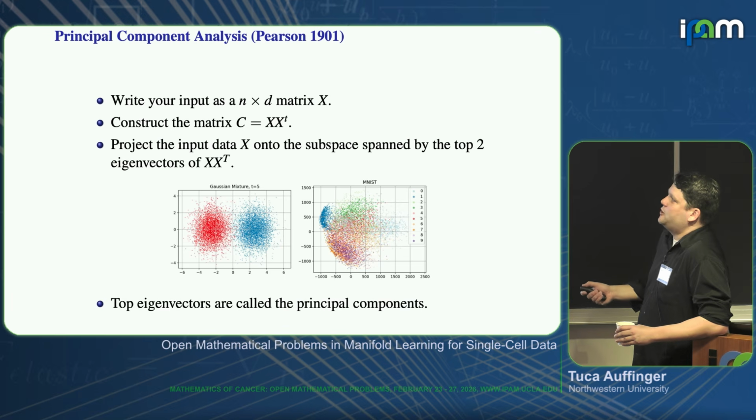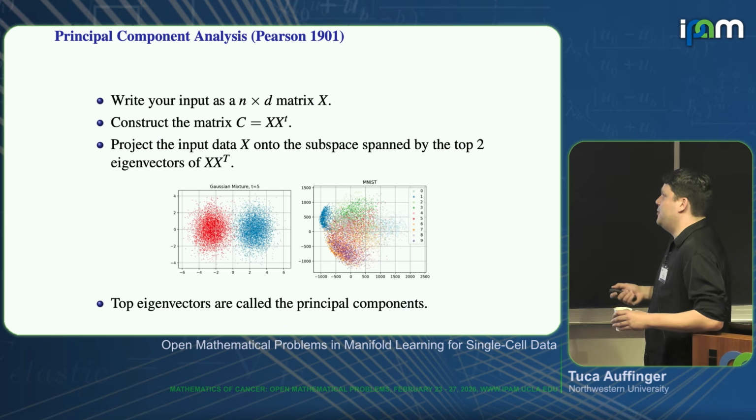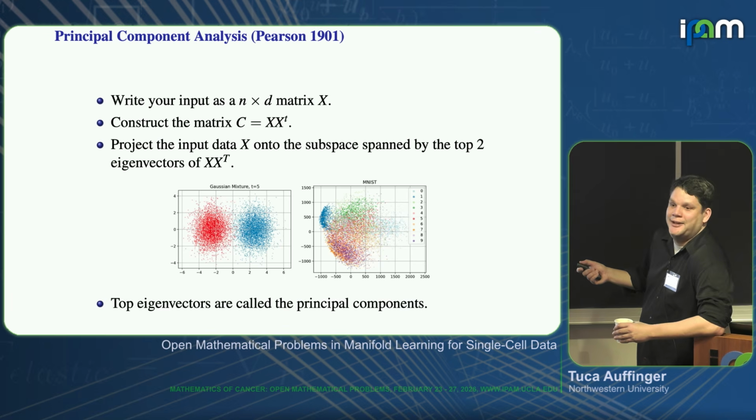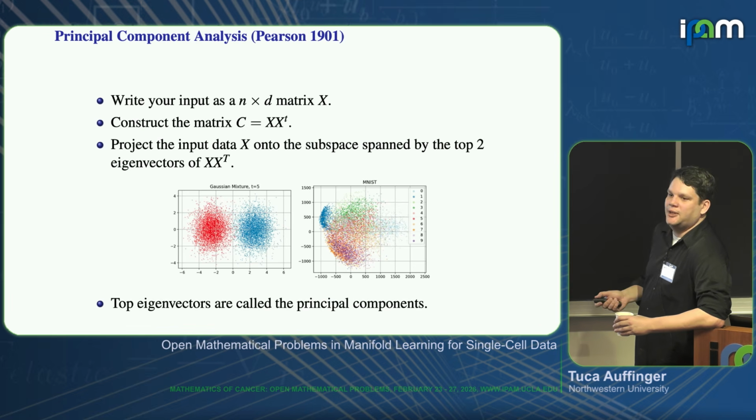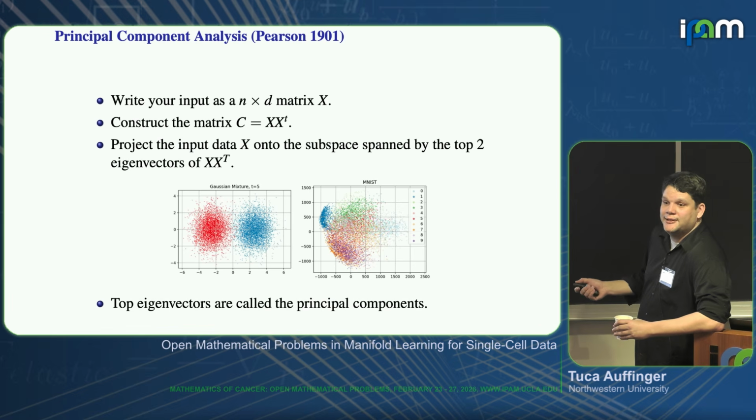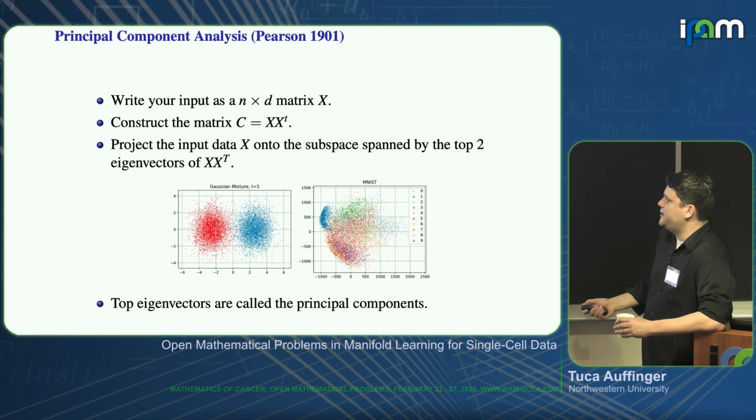But I'll go to one method that will highlight my perspective. This is a method that many of you taught in your linear algebra class, PCA. It's old. You take your data matrix, you construct the covariance matrix, X transpose X. This is a symmetric matrix. You can diagonalize it, look at the eigenvalues and eigenvectors, order them, take the eigenvectors associated with the top 2 eigenvalues, and then you project. What you see is that for the Gaussian mixture case, it does really well.